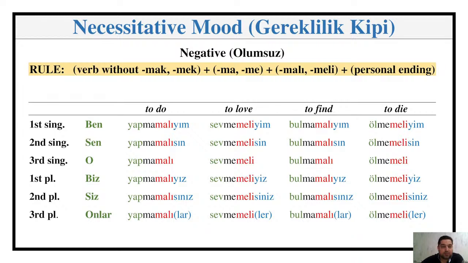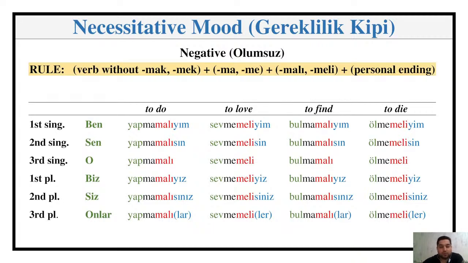Second person singular: sen yapmamalısın, sevmemelisin, bulmamalısın, ölmemelisin. Third person singular: o yapmamalı, sevmemeli, bulmamalı, and ölmemeli. First person plural: biz yapmamalıyız, sevmemeliyiz, bulmamalıyız, and ölmemeliyiz. Second person plural: siz yapmamalısınız, sevmemelisiniz, bulmamalısınız, and ölmemelisiniz.